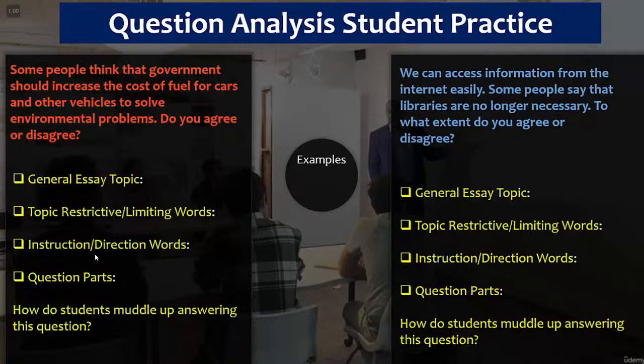To what extent do you agree or disagree? So I want you to pause the lecture, get out a timer, set that timer for maybe a minute, and try to answer all parts of the analysis. So pause the lecture now before I go to the next screen and give you the results.